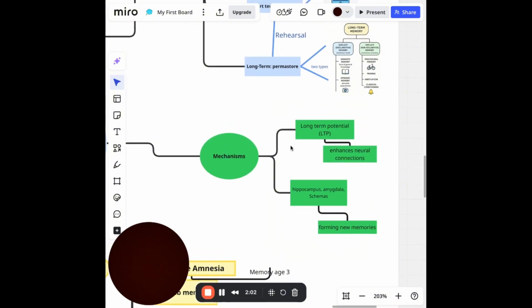So long-term potentiation strengthens neural connections through repeated activations, supporting our learning. The hippocampus plays a critical role in forming new episodic memories, while the amygdala attaches emotional significance to these memories. So the schemas, or mental frameworks, also guide how we encode, interpret, and retrieve information, but they can also introduce some bias.